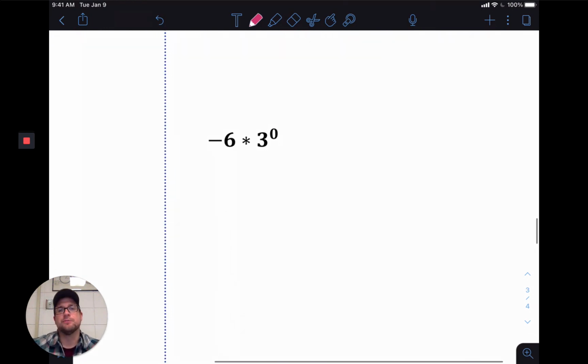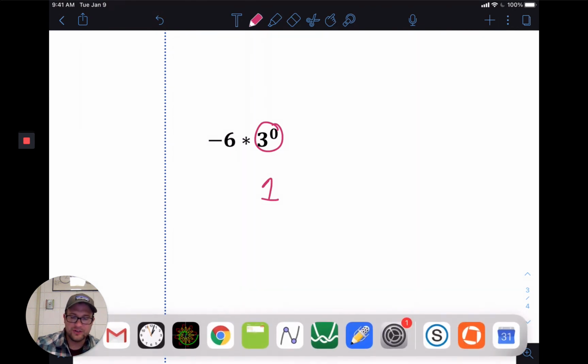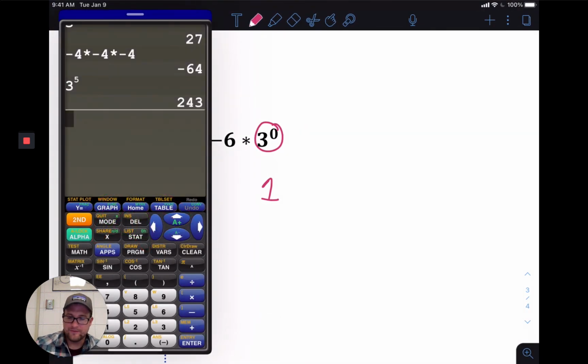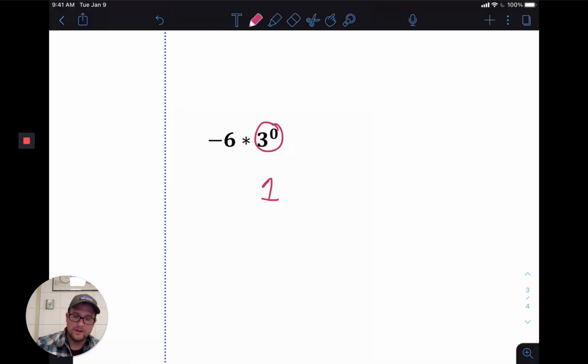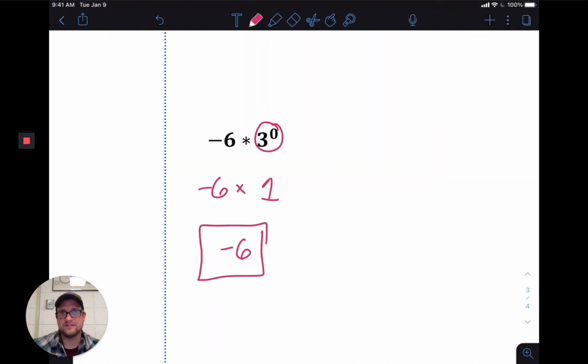Last problem for part 2. Here we see we have negative 6 times 3 to the 0. 3 to the 0 we know is really just equal to 1. Remember, anything to the 0 is equal to 1. You can check that on your calculator too. If you just type in 3 to the 0 and hit enter, notice how it spits out a 1. So now we're being asked to take negative 6 and multiply it by 1, which would be a negative 6, which would be our final answer.